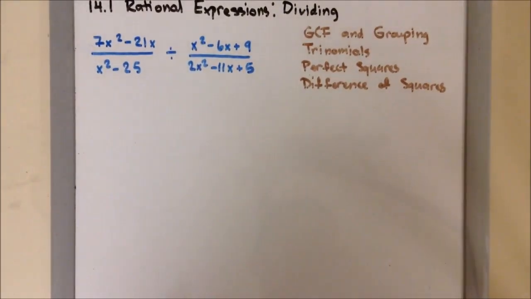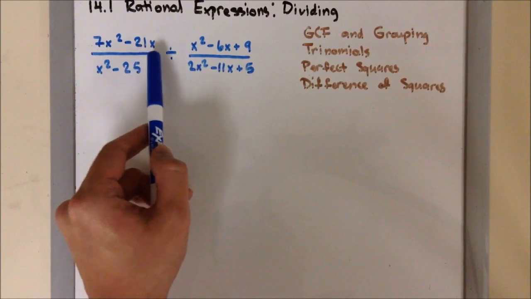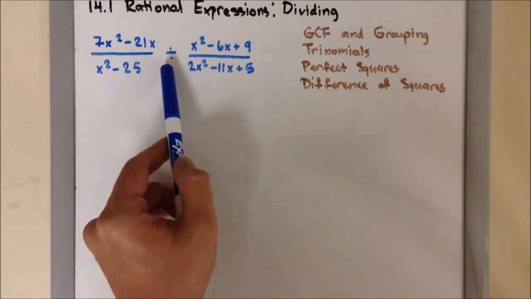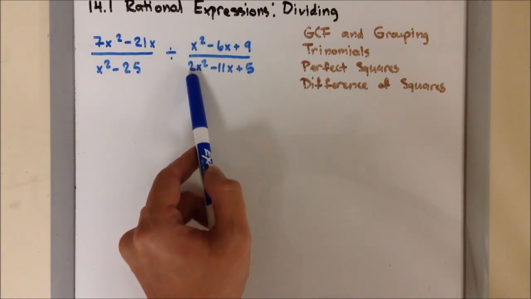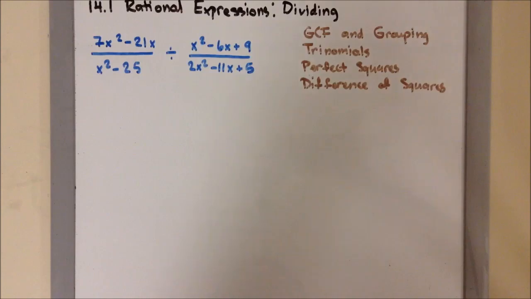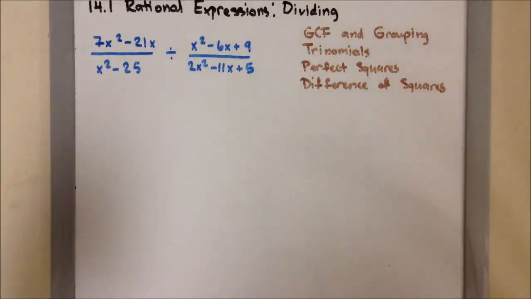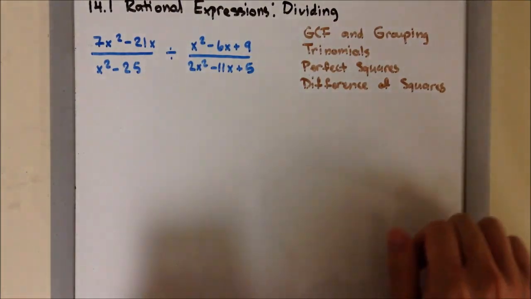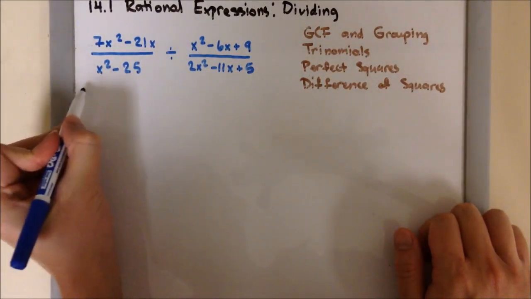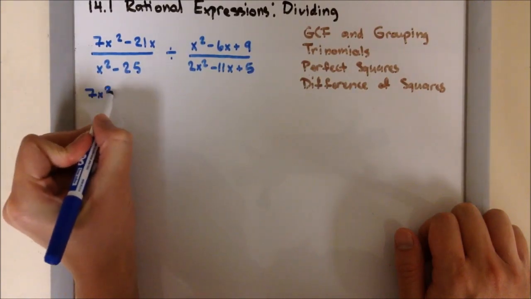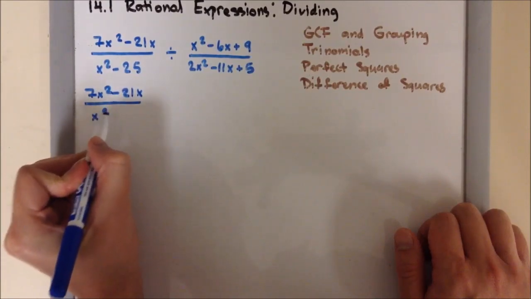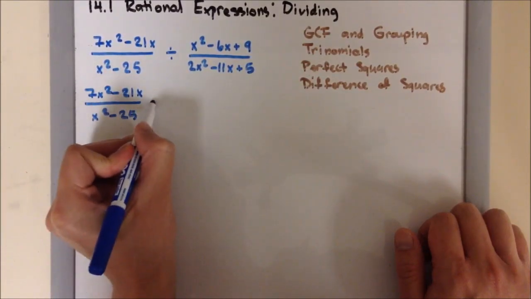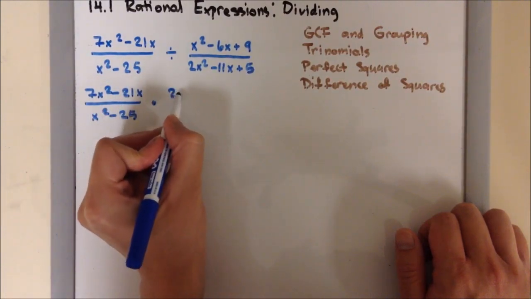In this example, our first fraction is (7x² − 21x)/(x² − 25), divided by the second fraction, (x² − 6x + 9)/(2x² − 11x + 5). Since we start off with division of these two rational expressions, the first step is to convert it into multiplication, meaning I'm going to keep the first fraction exactly the same, change it to multiplication, and then flip the second fraction.